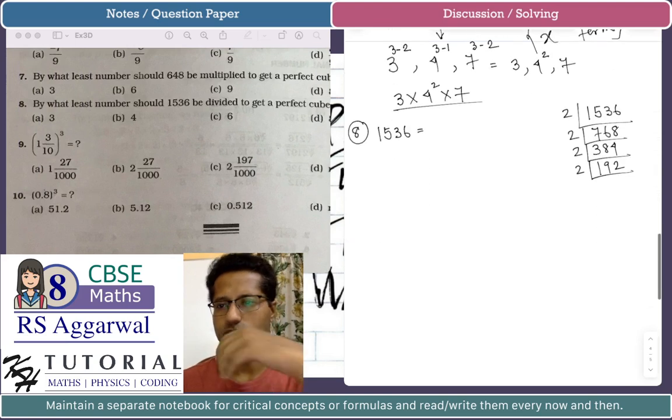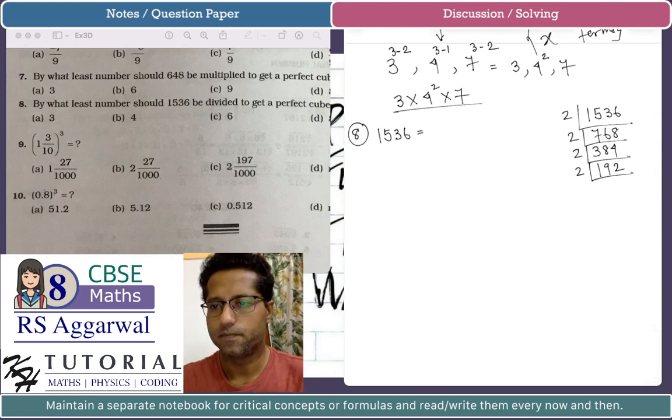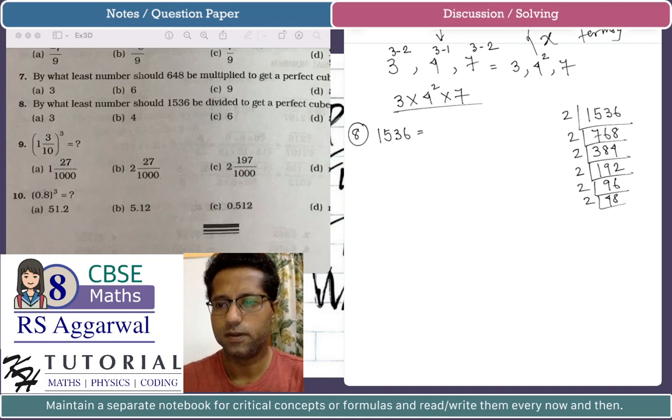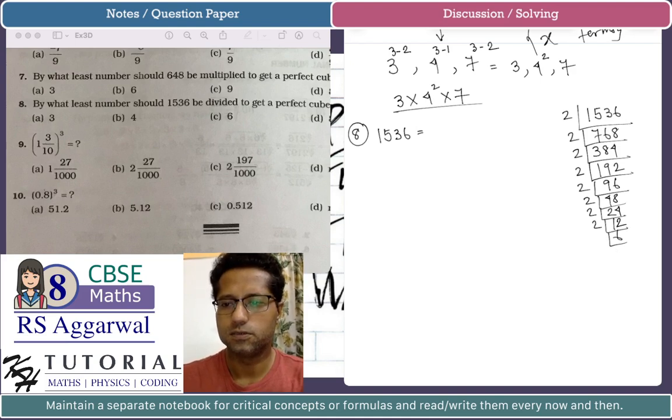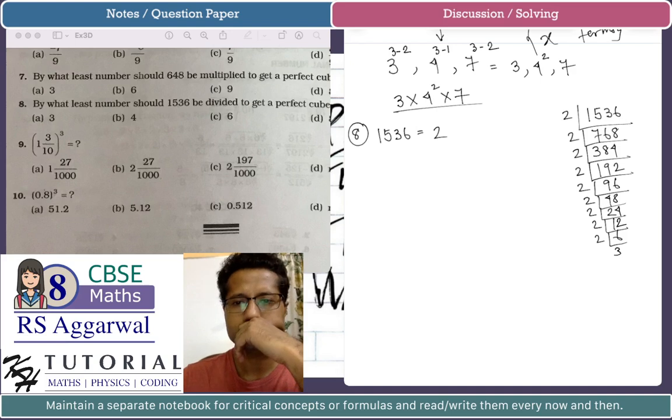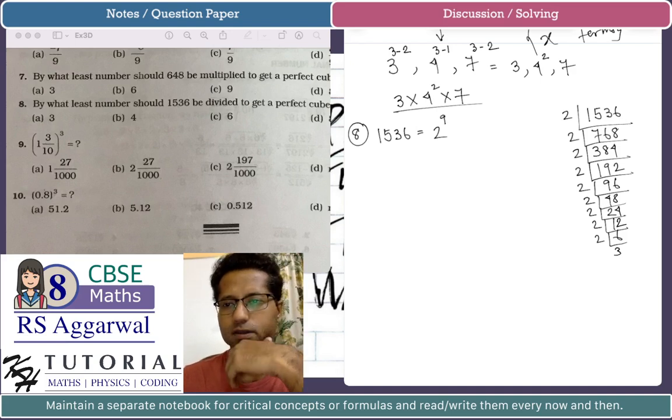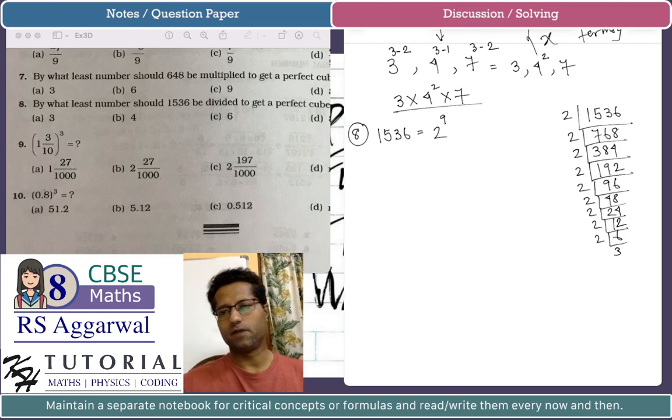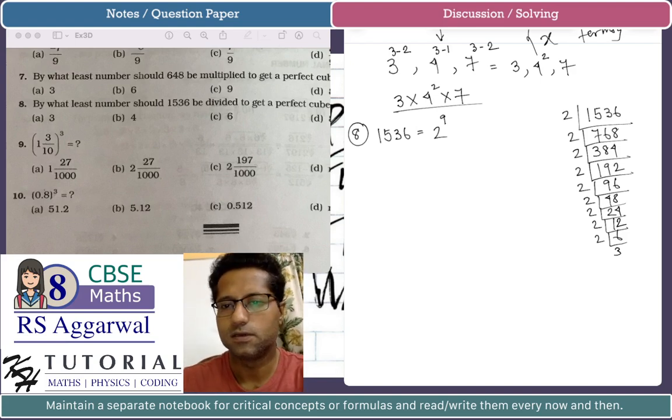So 1536, the prime factorization we are doing, this is 96, this is 48, this is 24, this is 12, this is 6, and this is 2, 3. So we can see how many 2's are there: 1, 2, 3, 4, 5, 6, 7, 8, 9. So we have 2 to the power 9, because the factor 2 is coming 9 times, and we have 3.